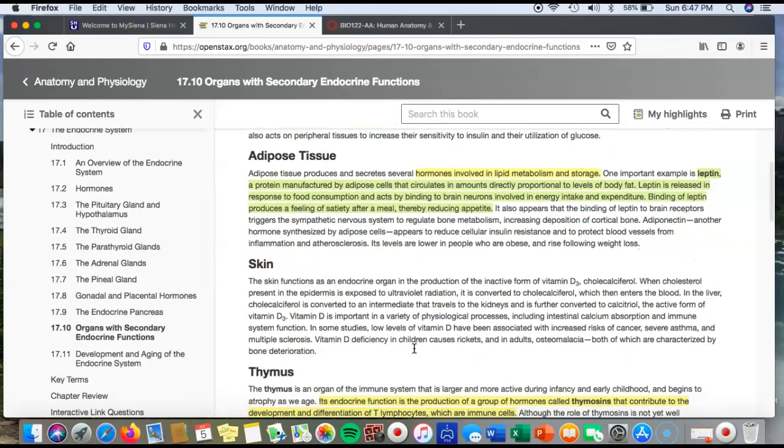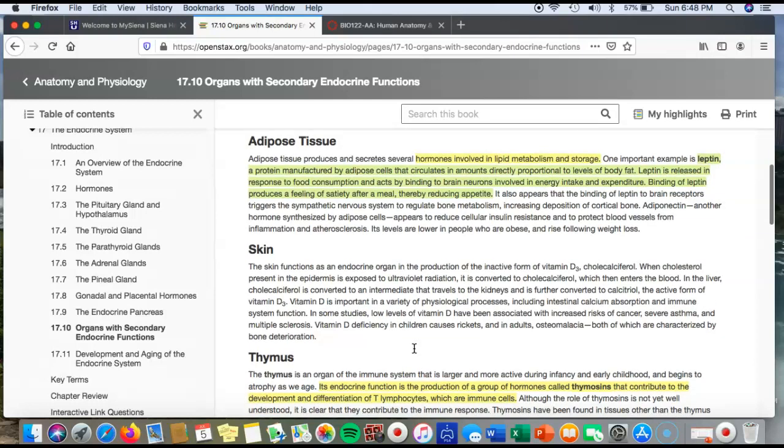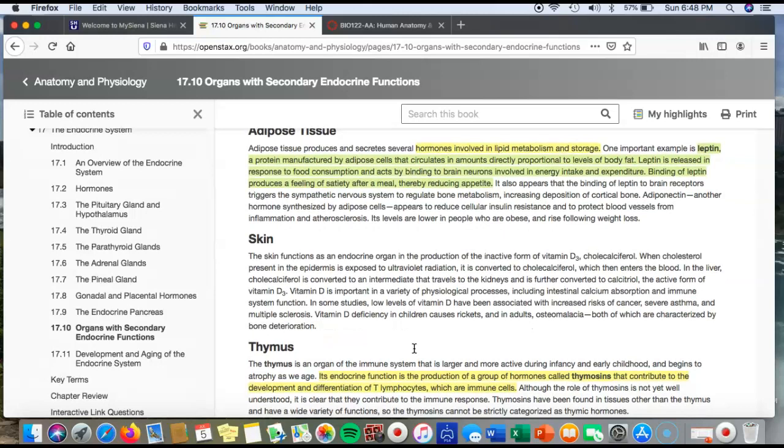Next is the adipose tissue, or the fat tissue. It produces and secretes several hormones involved in lipid metabolism and storage, which, no surprise, is what it does. One important example is leptin, a protein manufactured by your adipose cells, and it circulates in amounts directly proportional to the level of body fat. Leptin is released in response to food consumption, and it acts by binding to brain neurons involved in energy intake and expenditure. They think the binding of leptin also produces that feeling of being satiated after a meal, and it reduces your appetite. I think that's all I'm going to talk about here.